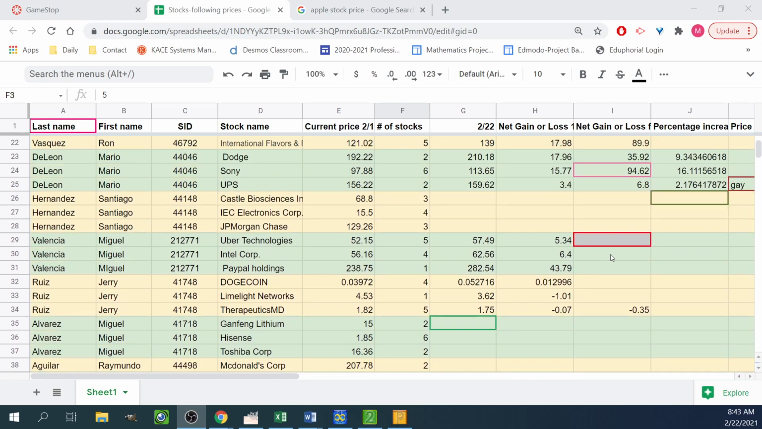Okay, so right here, you're going to take this one and multiply it by this one. So equals H29, then you're going to do the times symbol. To do times, it's shift 8 to get that star. And then F29, right? And then just press enter. There you go. Anybody need help with the percentage?